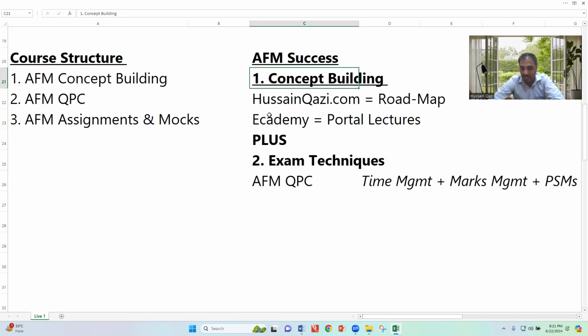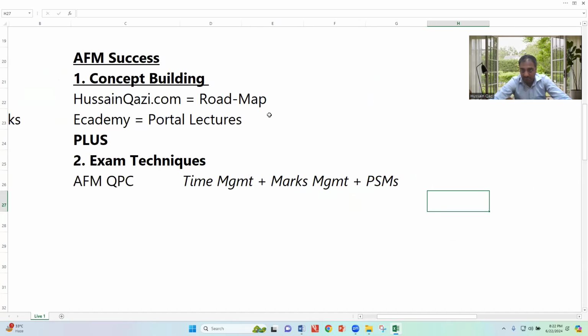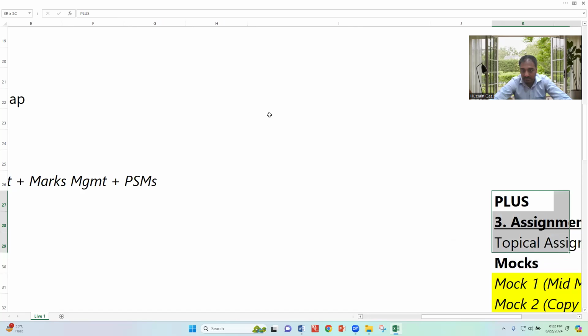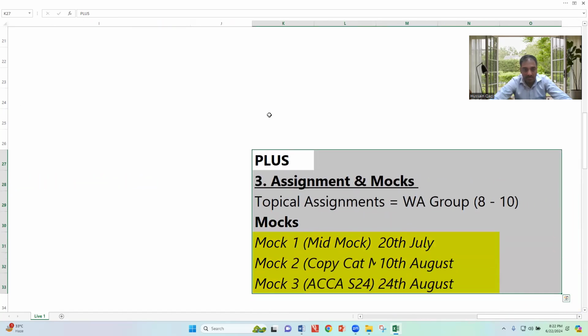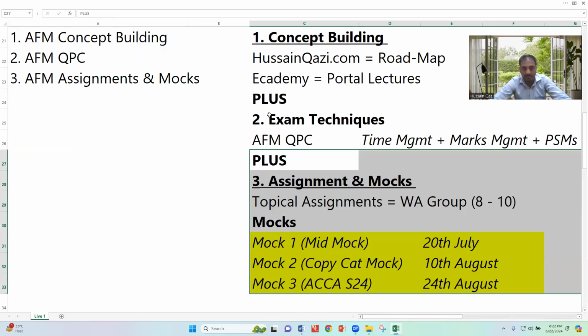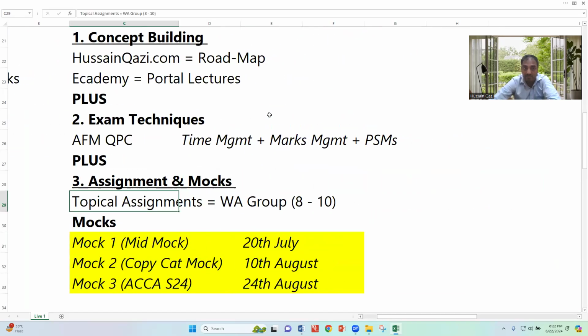Number one, concept building, the coverage of concepts, that's the knowledge of the syllabus. Number two, exam techniques with the AFM QPC course. Number three, assignments and mocks. I will provide you the topical assignments. You have to follow the instructions on the WhatsApp group, with the totality of the course, that is 8 to 10.